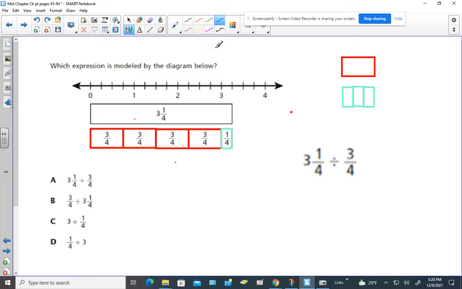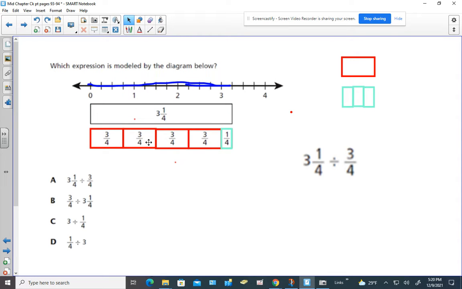We're looking at a question that some people don't really fully understand, so let's try to break it down. Which expression is modeled by the diagram below? So what are we starting out with here? We're starting out with 3 1/4. Whatever we're starting out with, they show that here, I'll just shade it on the number line. We have 3 1/4. That matches up with the length of this rectangle.